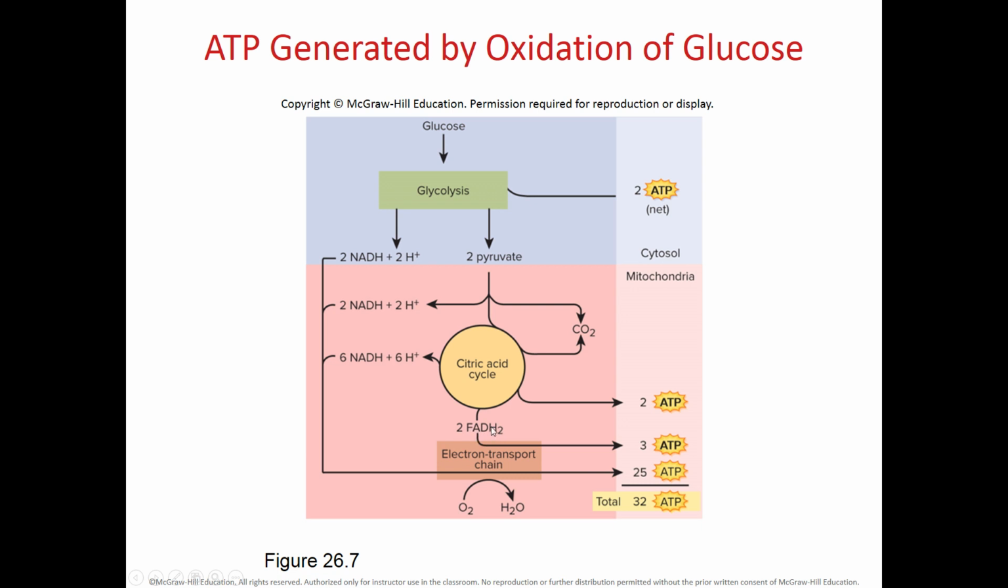And then each of these FADH2 is going to give 1.5 ATP. So if you have 2 here, 2 times 1.5 will be 3. And then out of this GTP coming from the citric acid cycle, you have 2 ATPs. So if you add all of this in here, plus the 2 ATPs that you have coming from the net gain of glycolysis, you end up with 32 ATPs generated per glucose molecule.